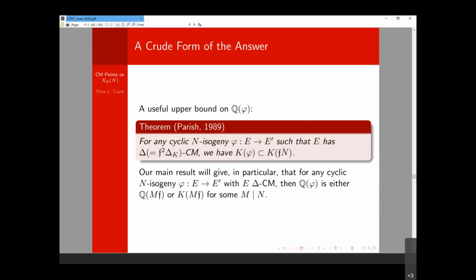Okay, and now I want to tell you approximately what form the main result takes. If you have a delta CM elliptic curve with a cyclic N-isogeny, then the field of moduli is going to turn out to be a very simple field.